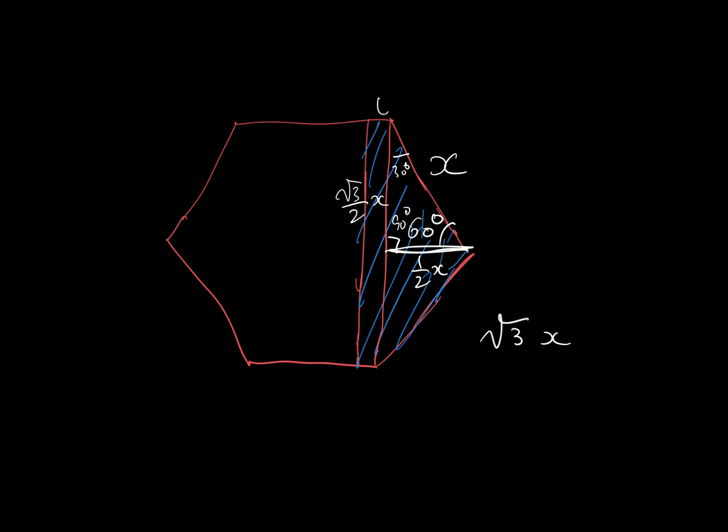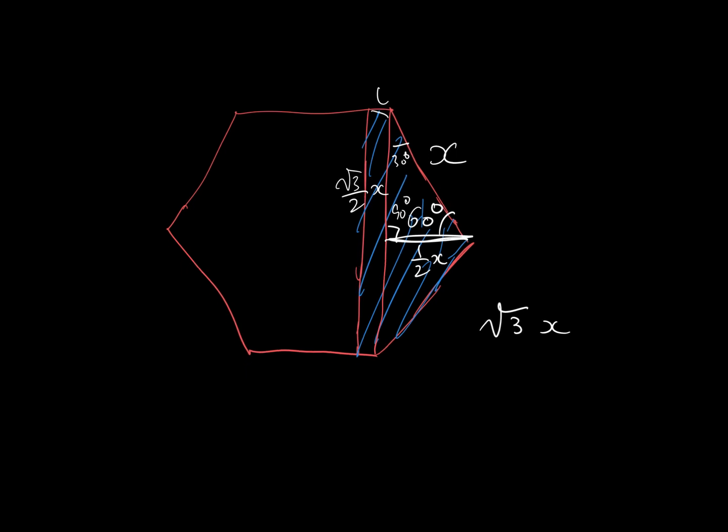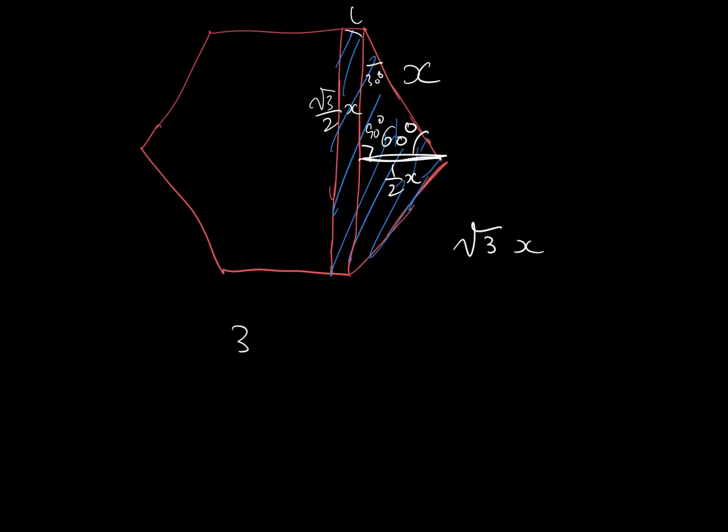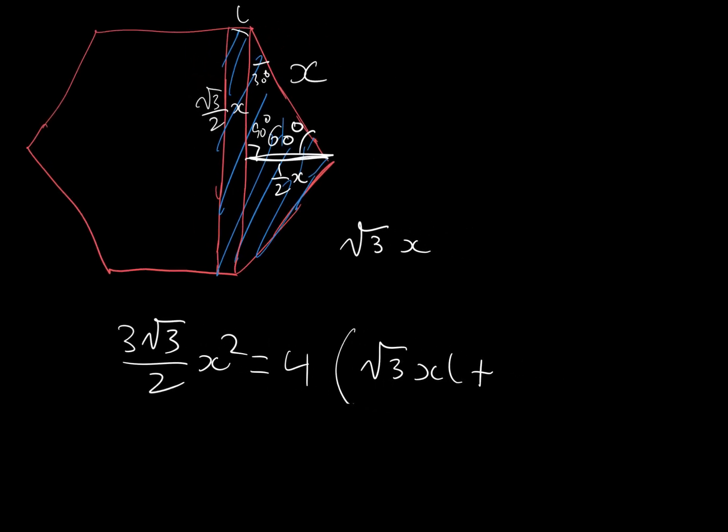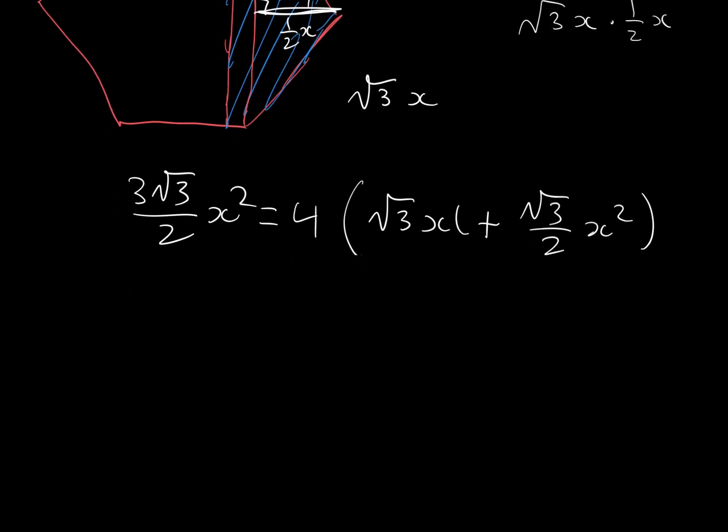We know, let's call this little length here L, okay? The area of the whole hexagon, you should know this formula, is this. This is equal to 4 times, since it's 1/4, of root 3 x L, plus the area of the two smaller triangles, which is root 3 x times the height, which is 1/2 x. So root 3 over 2, it should be root 3 over 2 x squared. Shouldn't it? Yeah, root 3 over 2 x squared. Now, time to simplify.